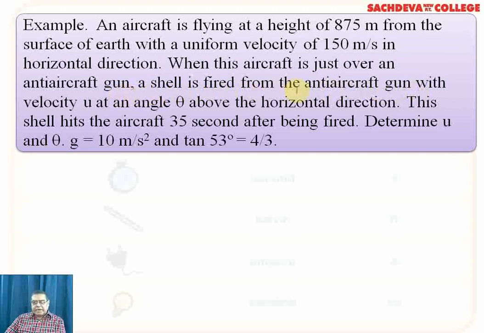At the moment it is fired, it will start bending and its trajectory will be a parabola. It will hit the aircraft with velocity u at an angle theta above the horizontal direction. This shell hits the aircraft 35 seconds after being fired. Determine u and theta. g is 10 meters per second square and tan 53° is equal to 4 over 3. So wherever 4 over 3 arises, we will write 53 degrees.